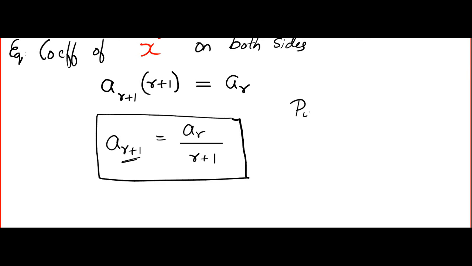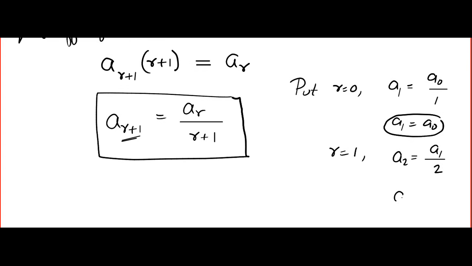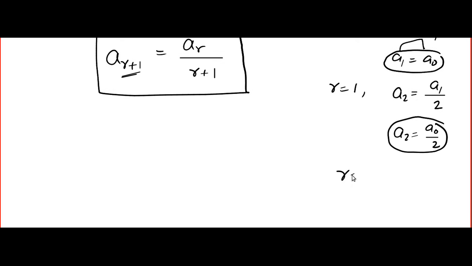Now what we do is we put r equal to 0, that means 0 plus 1, a1 equal to a0 by 1, that is a1 equal to a0. Now what I do is I put r equal to 1. When I put r equal to 1, I get 1 plus 1, 2. And the right side will become a1 by 1 plus 1, 2. That is a2 equal to a1 by 2. But wait a minute, what is this a1? a0.